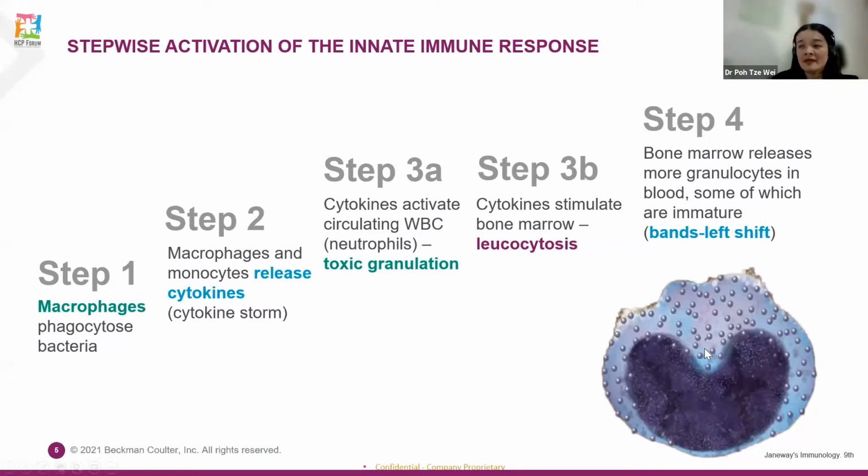The macrophages and monocytes release cytokines, resulting in a cytokine storm. The cytokines activate the circulating white blood cells, resulting in toxic granulation, and you may see leukocytosis. This results in a further vicious cycle of more white cell activation. The bone marrow releases more granulocytes into the blood, some of which are immature, and you do see this left shift in terms of bands. Overall, this progressive, vicious cycle of activation of white cells is part of the body's response to the incoming pathogen.